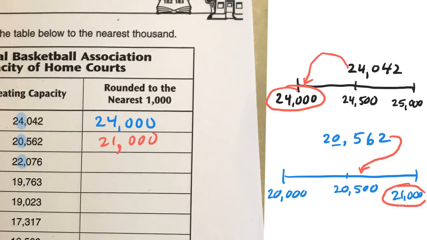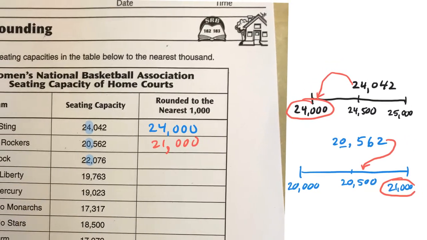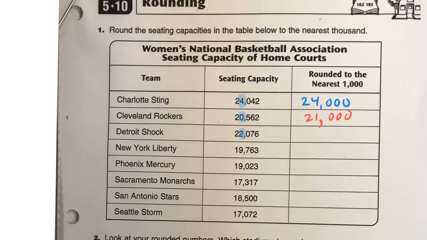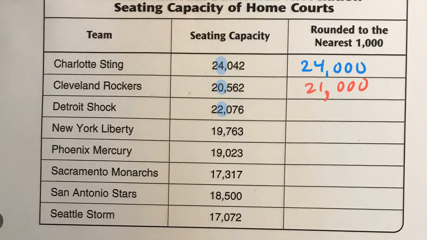However, that's more of like a beginner way to think about it and to help you understand. But once you get the idea down, you probably can just look at the next number. So here's 22,000. This next number is a 0. So do I round up or down? I round down. So that one's going to be 22,000. This next one, I've got 19,000. The next number is a 7, so I round that up. So it's going to be 20,000.